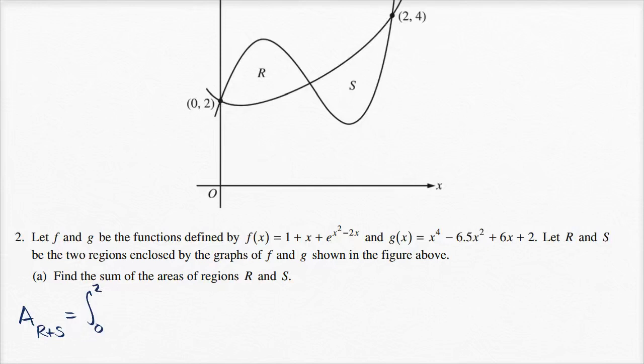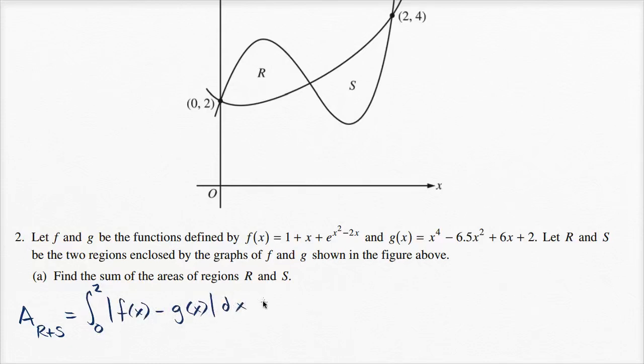And what are we going to integrate? Well, we're going to integrate the difference between the two functions, and really the absolute value of the difference. Remember, we want the sum. We don't want to have negative area here. We want the sum of the areas of regions R and S. At some points g of x is above f of x, and at other points f of x is above g of x. But if we take the absolute value, it doesn't matter which one we're subtracting from the other. We're just getting the absolute value of the difference. So let's take the absolute value of f of x minus g of x dx.